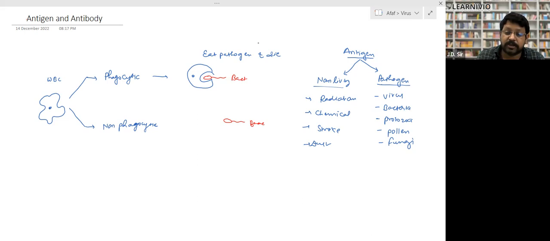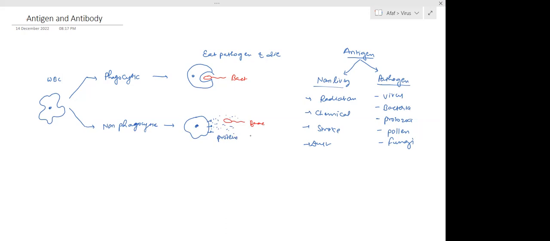Yes. So what do non-phagocytic cells do? Non-phagocytic cells do not eat the bacteria. They are very smart ones. They start secreting a special kind of protein from their body. So, sir, are pimples actually white blood cells attacking? Exactly. White blood cells are fighting with the pathogen.